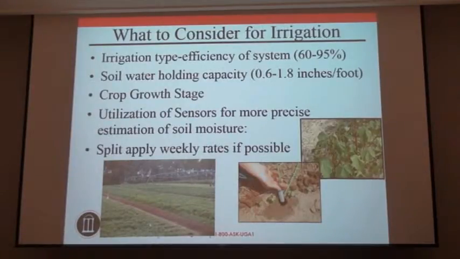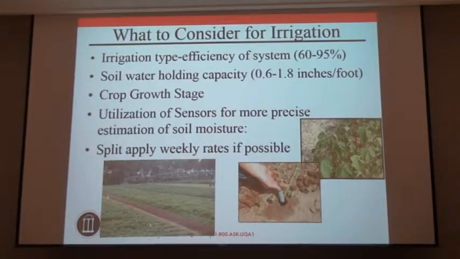Soil water holding capacity. The typical range in this region of Georgia, South Georgia, the coastal plains, is from 0.6 to 1.8 inches per foot. That means for every foot of rooting depth, you can hold, for example, 1 inch of water, depending on where your soil falls in there. Then crop growth stage: how much do we need at that stage?